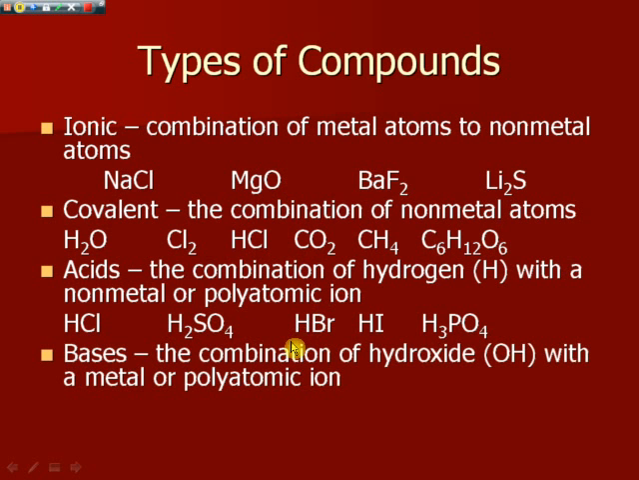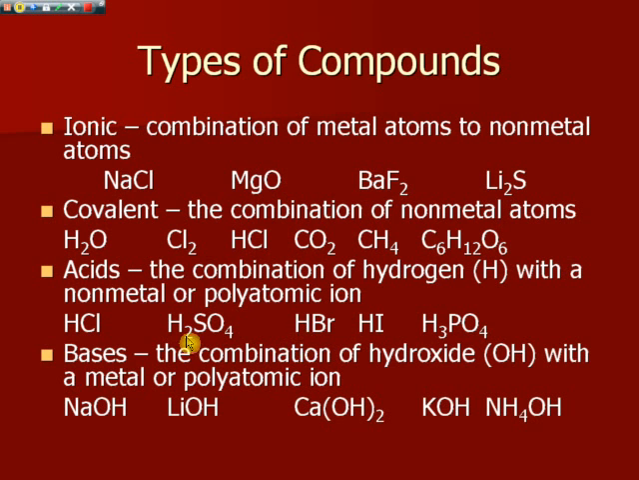The opposite of an acid is a base, and a base is the combination of a hydroxide with a metal or polyatomic ion. So again, if we look at our examples, the telltale sign of a base is this OH at the end. So NaOH, LiOH, CaOH2, KOH, and NH4OH. NH4 is another example of a polyatomic ion.